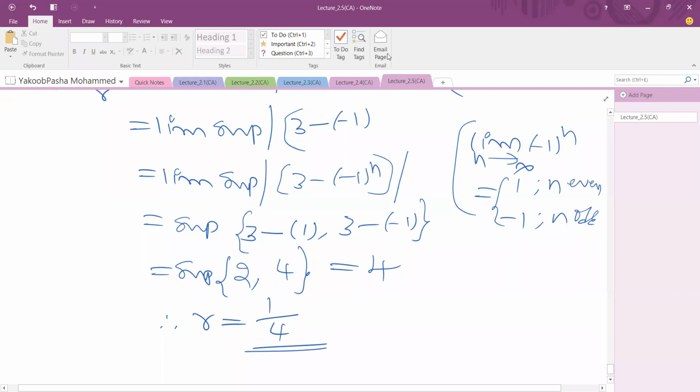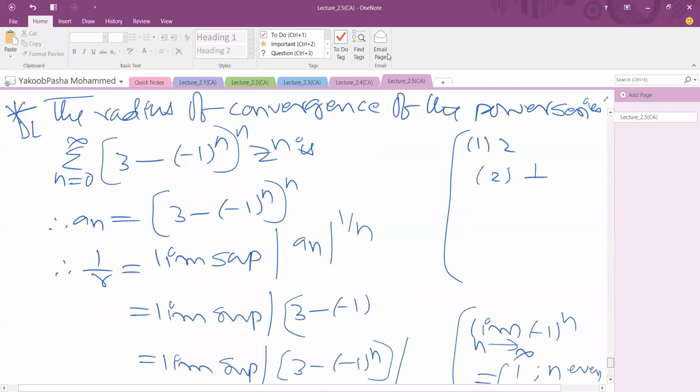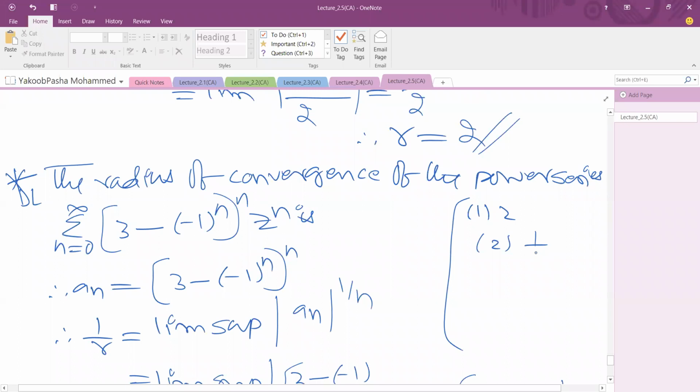So our fourth option, option C, is 1 by 4. So 1 by 4 is the correct option.